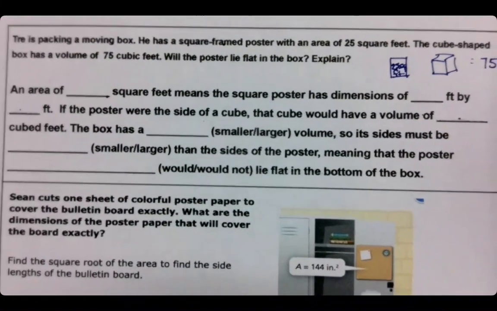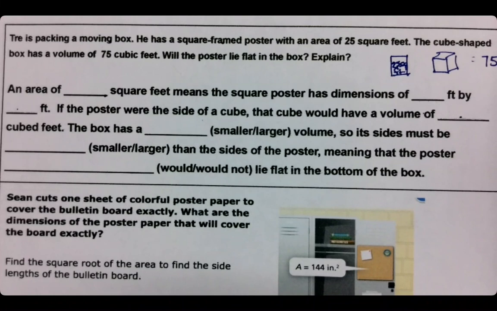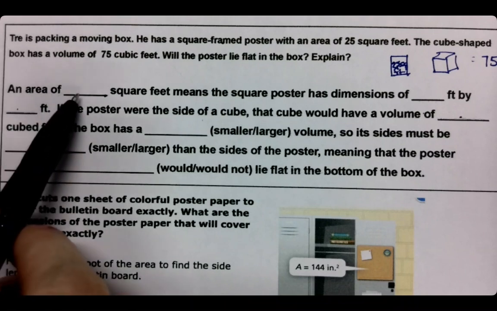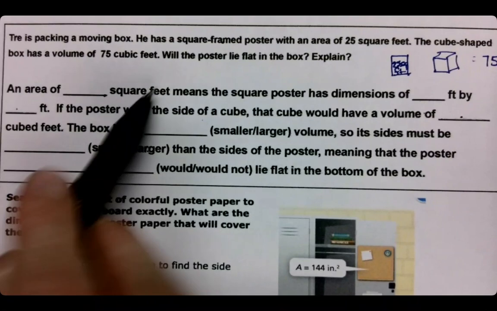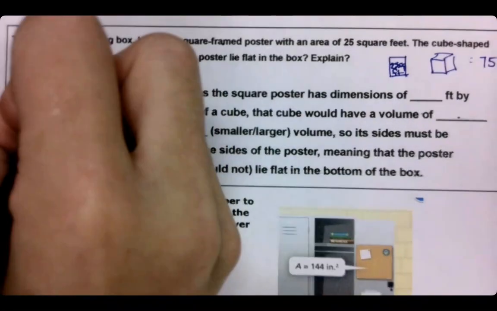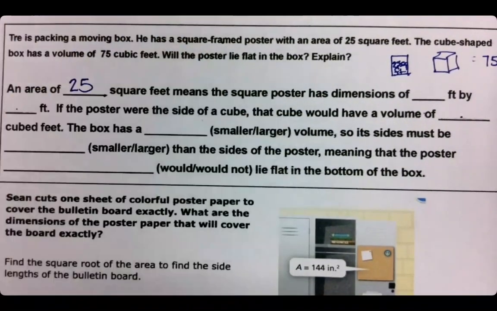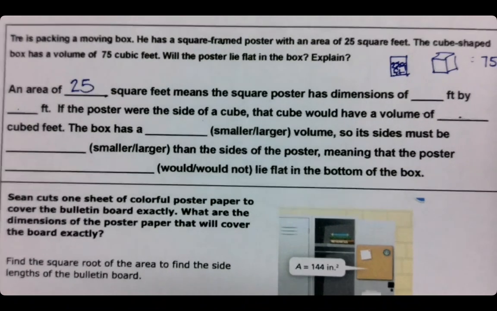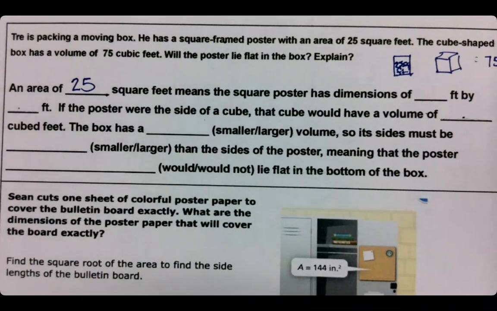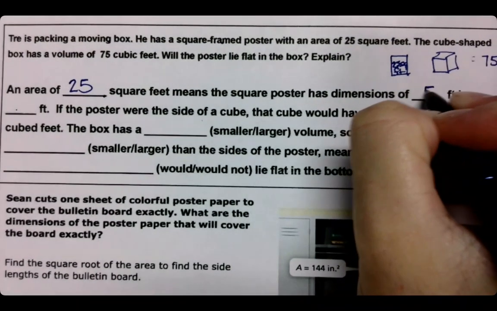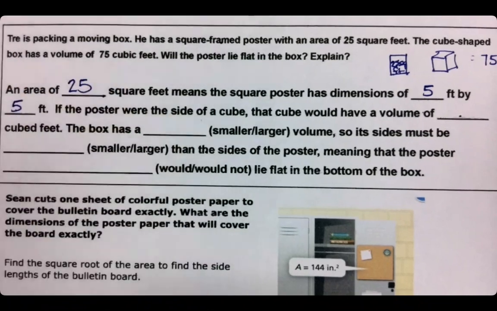So it wants to know, will the poster lie flat in the box, right? Like, will it go in the box? So an area of blank square feet. So which one is square feet? The 25 is the square feet because area is square feet. Means that the square poster has dimensions of, so how did they get 25, right? It's a what by what? It's a 5 foot by 5 foot poster.